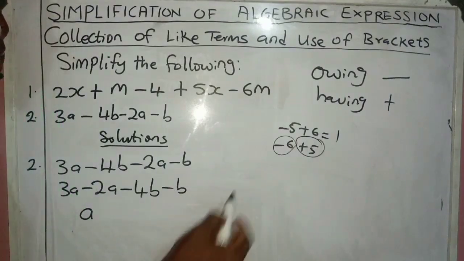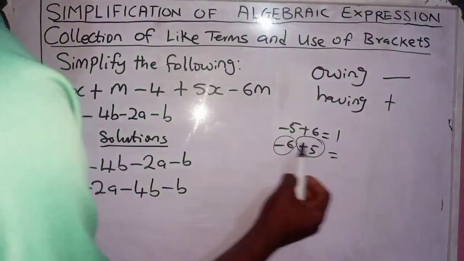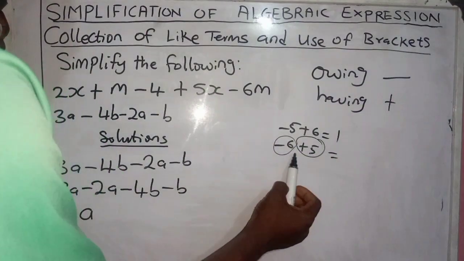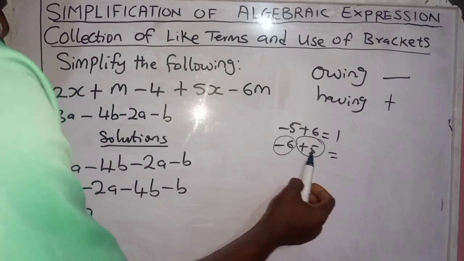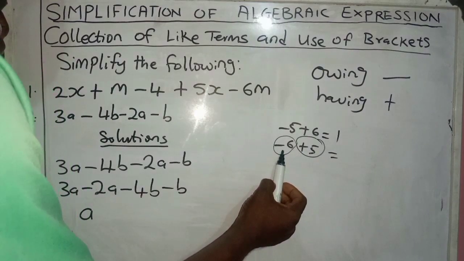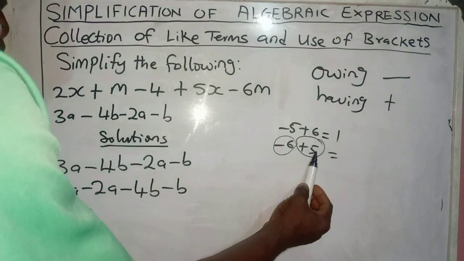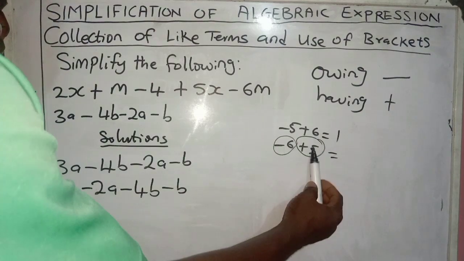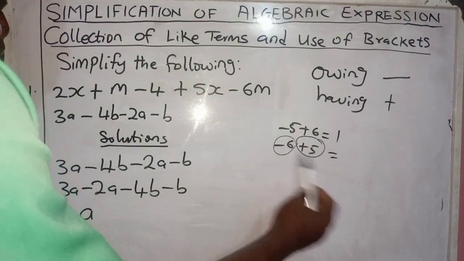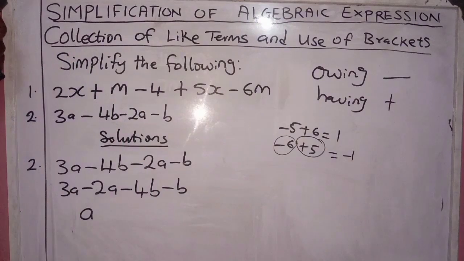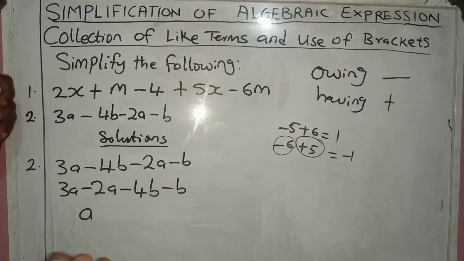But if I have it as minus 6 plus 5, in this case you are owing somebody 6, plus 5, meaning that you are having 5. You are owing 6, you are having 5. You can see that what you have is smaller than what you are owing. So at the end of the day, you will still be owing even when you pay with what you have. You have 5 and you are owing 6. When you pay this 5, you will still be owing 1. That means minus 1. I hope this analogy helps a lot.